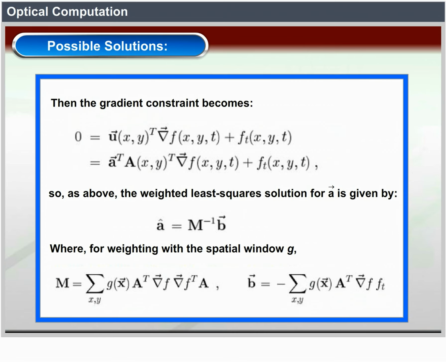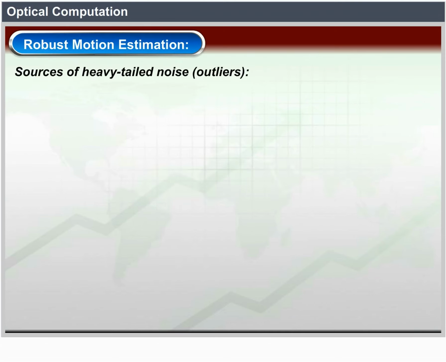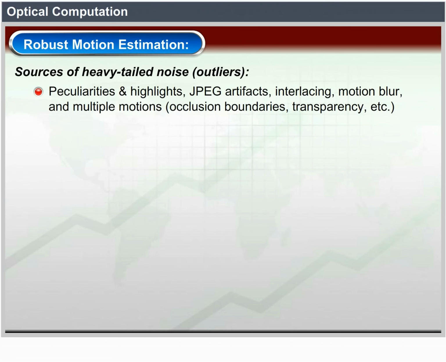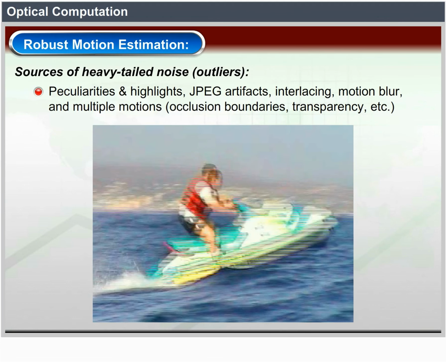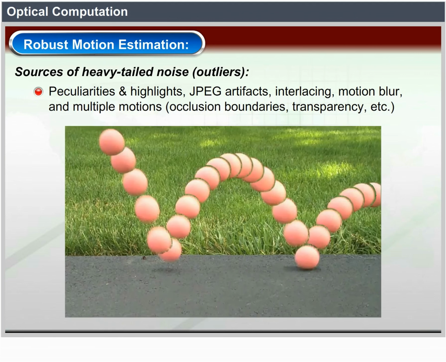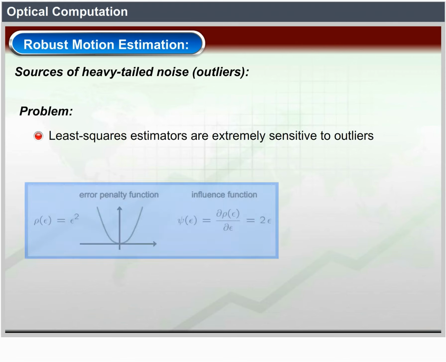Robust motion estimation. Sources of heavy-tailed noise, outliers: specularities and highlights, JPEG artifacts, interlacing, motion blur, and multiple motions, occlusion boundaries, transparency, etc. Problem: least squares estimators are extremely sensitive to outliers. The error penalty function and influence function are displayed on screen.